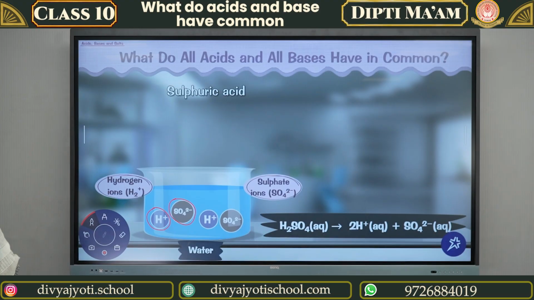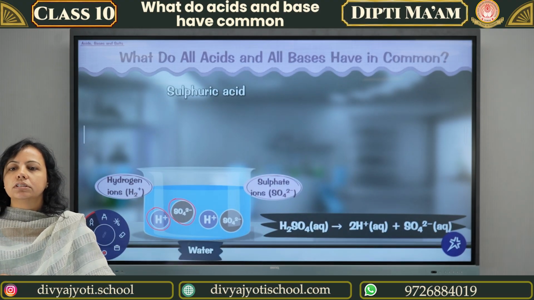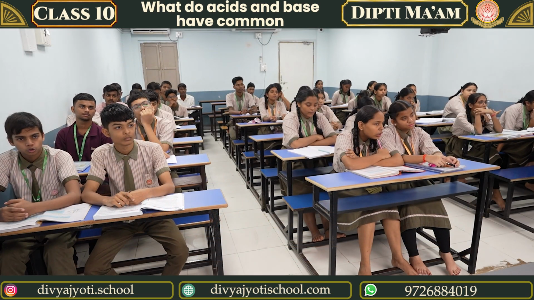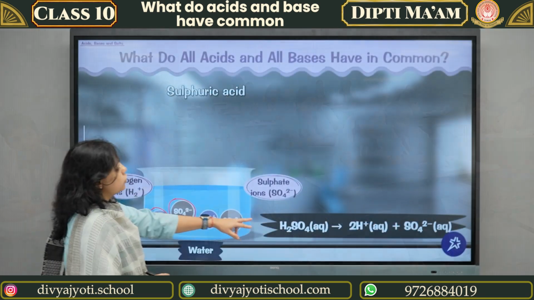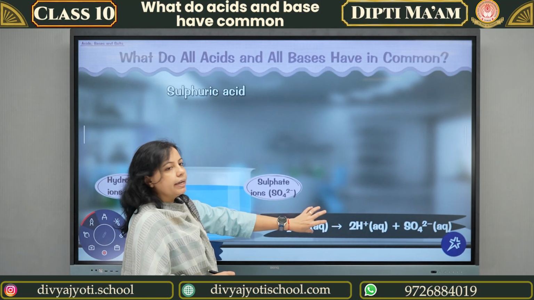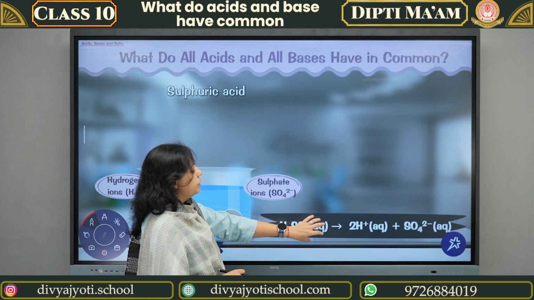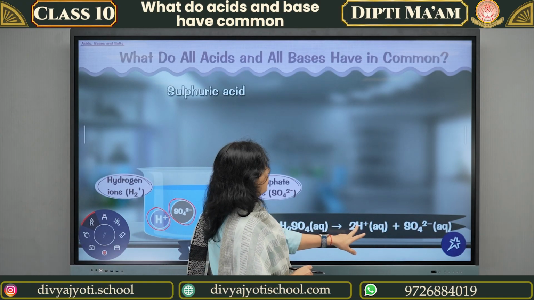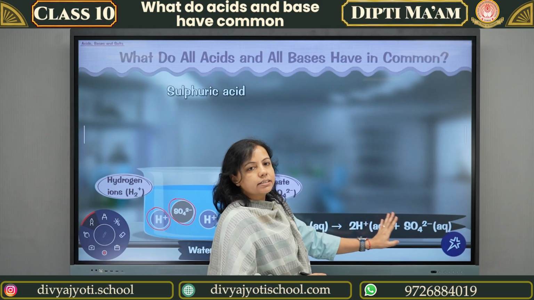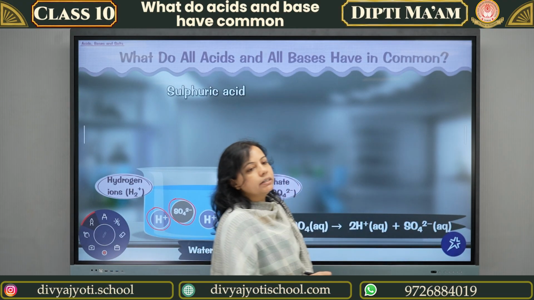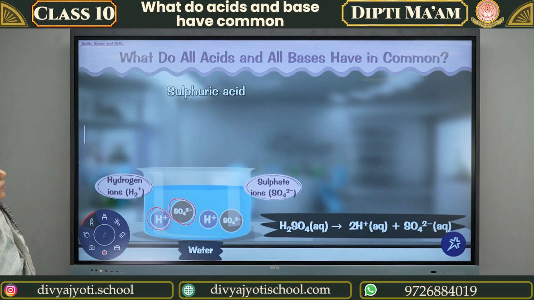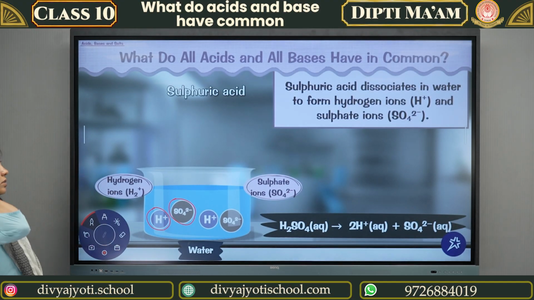What is the name of the H+ ion? Hydrogen ion. What is the name of the SO4 2- ion? Sulfate ion. So here H2SO4 reacts with the water and makes an aqueous solution of sulfuric acid. Then this sulfuric acid releases two types of ions. One is the H+ ion, that is the hydrogen ion. Another one is the SO4 2- ion, that is known as the sulfate ion.